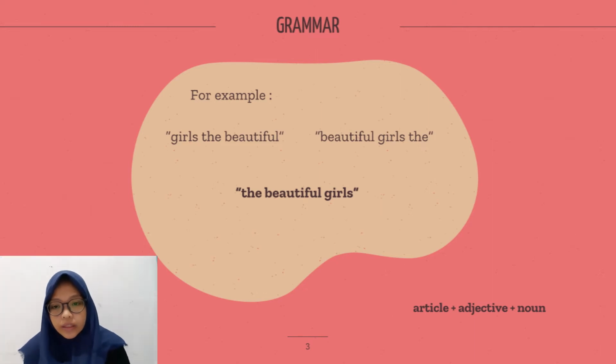From this example: girls the beautiful, beautiful girls the, the beautiful girls. We can all see that English has strict rules for combining words into phrases. From these three, the correct one is the beautiful girls. Why is that? Because the article the must go before the adjective beautiful, which must go before the noun girls. So to be grammatical, this phrase must have the sequence article plus adjective plus noun.